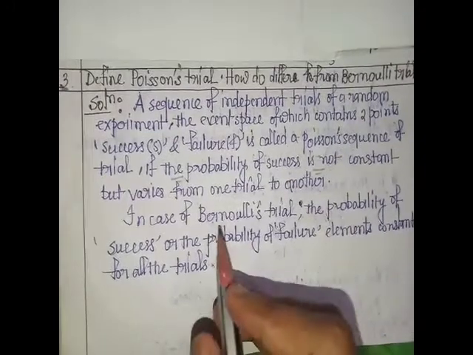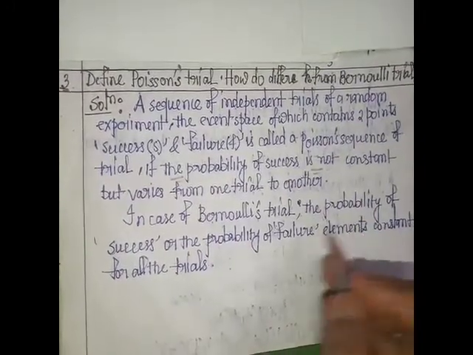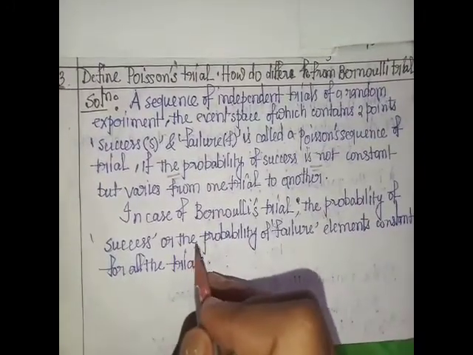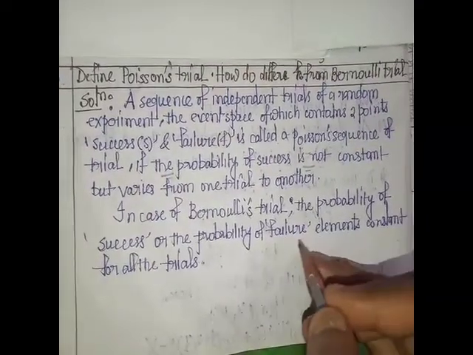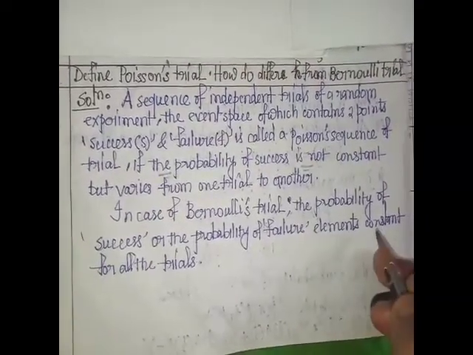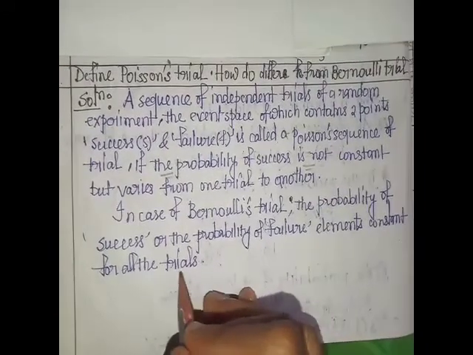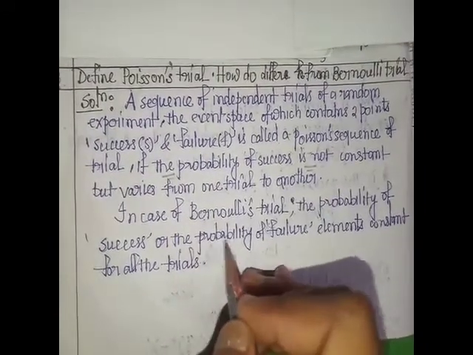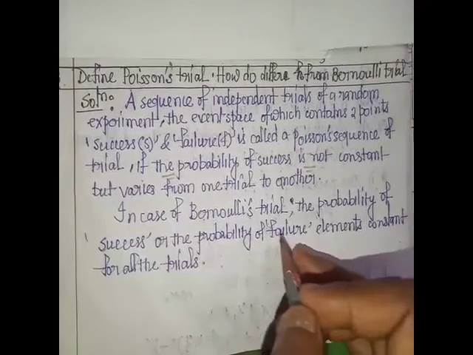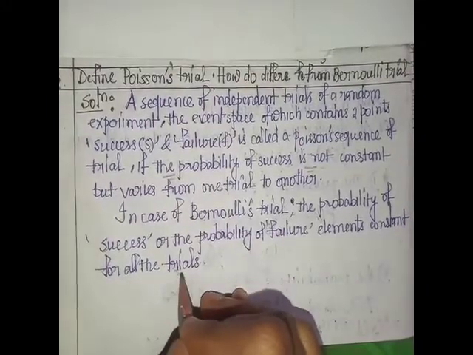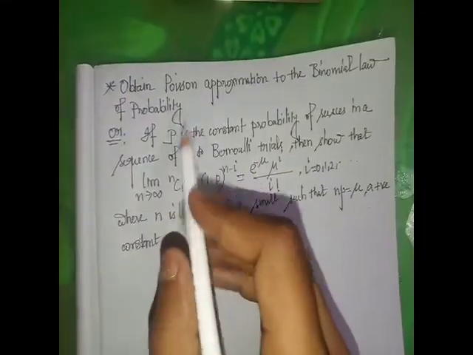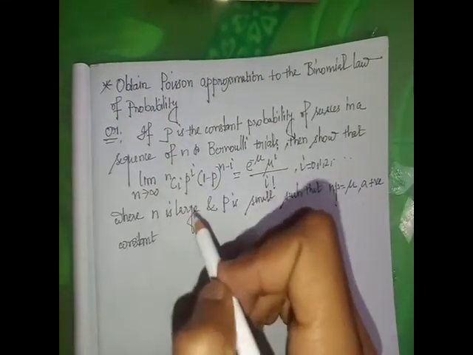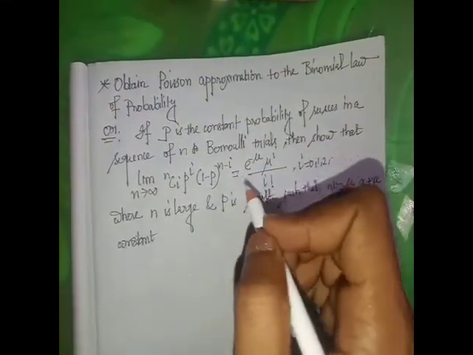But in a Bernoulli sequence of trials, the probability of success or the probability of failure remains constant for all the trials. Okay, this is the common difference. Next, we discuss another important topic.